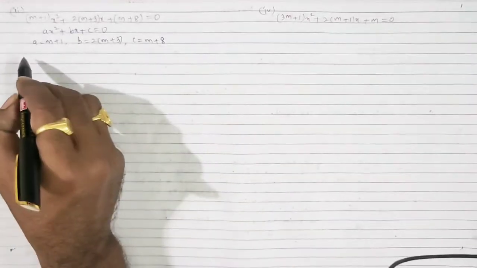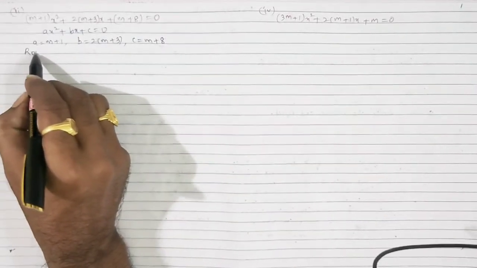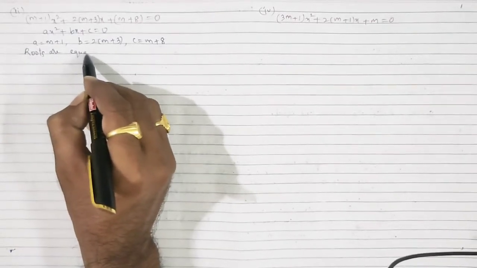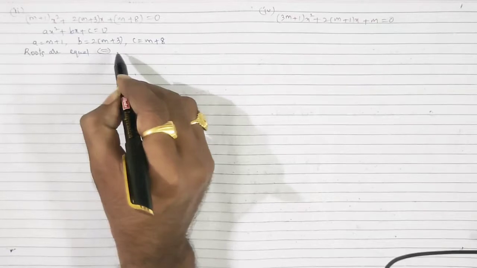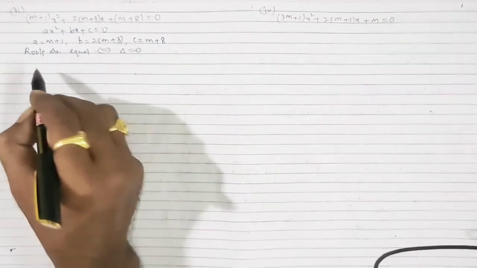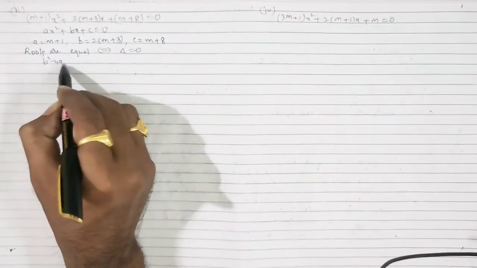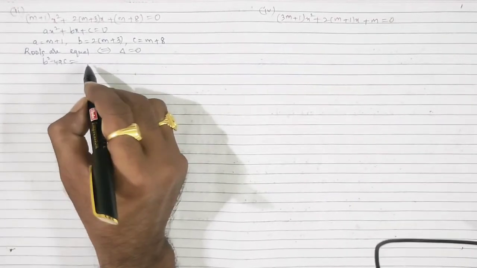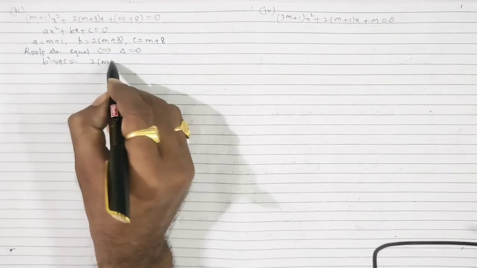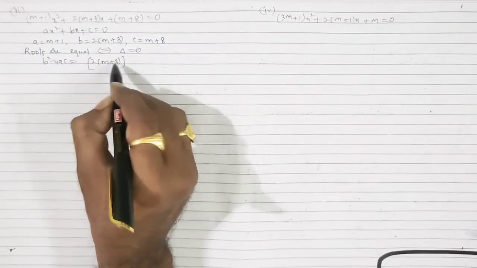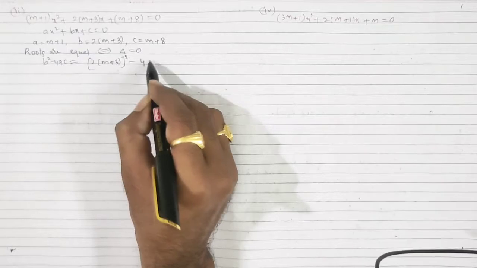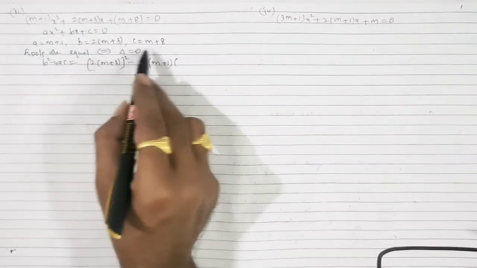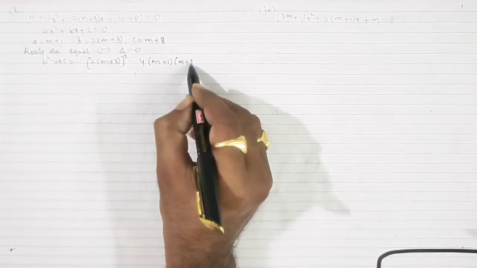Now the given roots are equal. So if roots are equal, what is the condition? If and only if delta is equal to 0. Here delta means b square minus 4ac. What is the b value here? The value of b is 2 times (m plus 3), whole square, minus 4 into the a value, m plus 1, into the c value, m plus 8, is equal to 0.